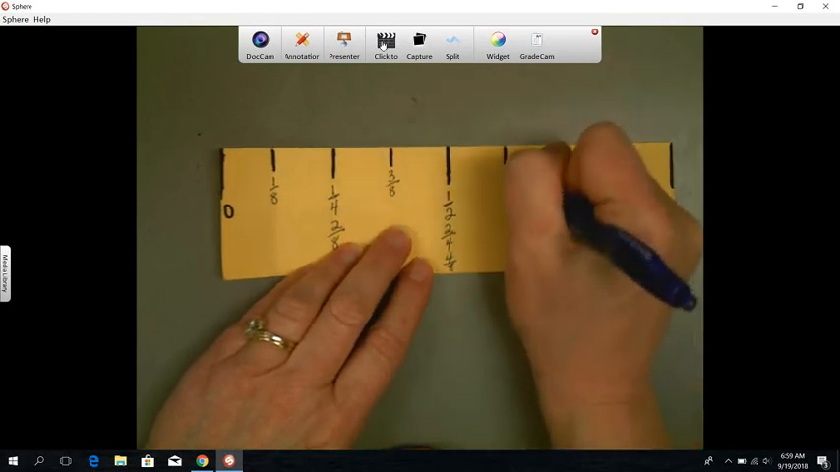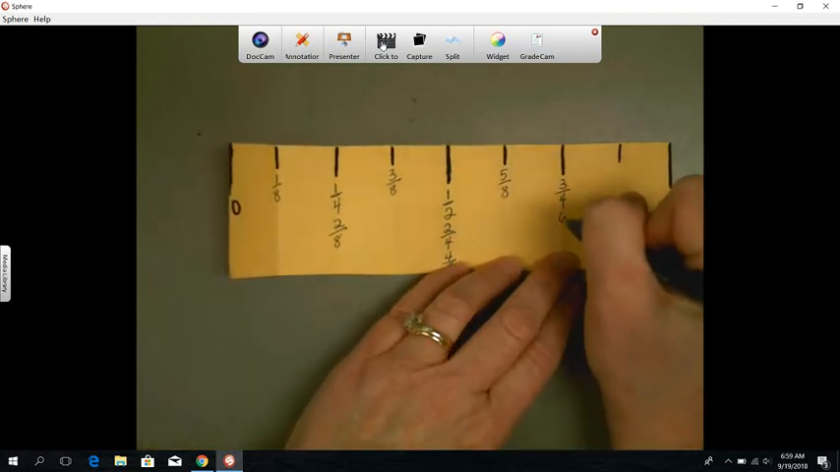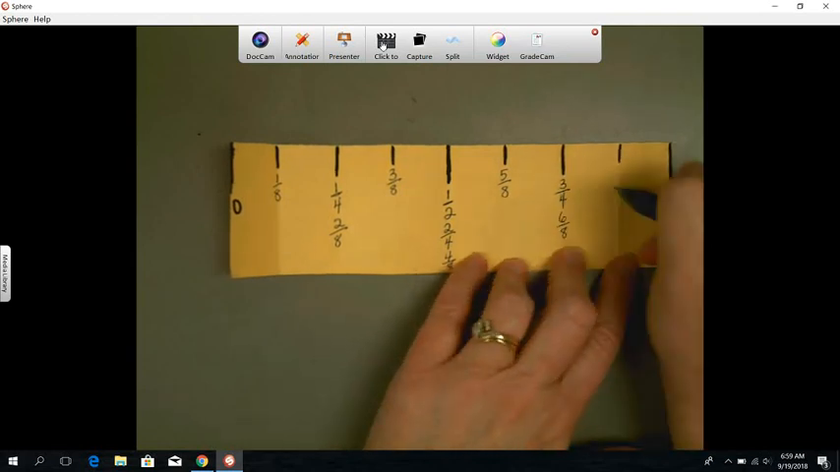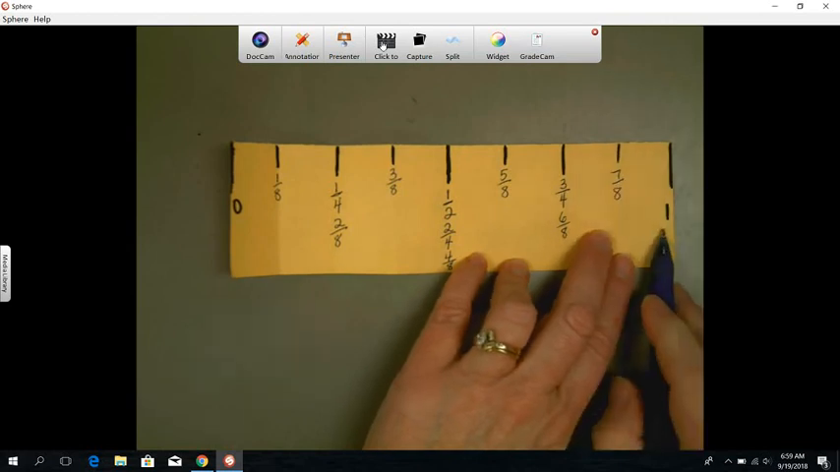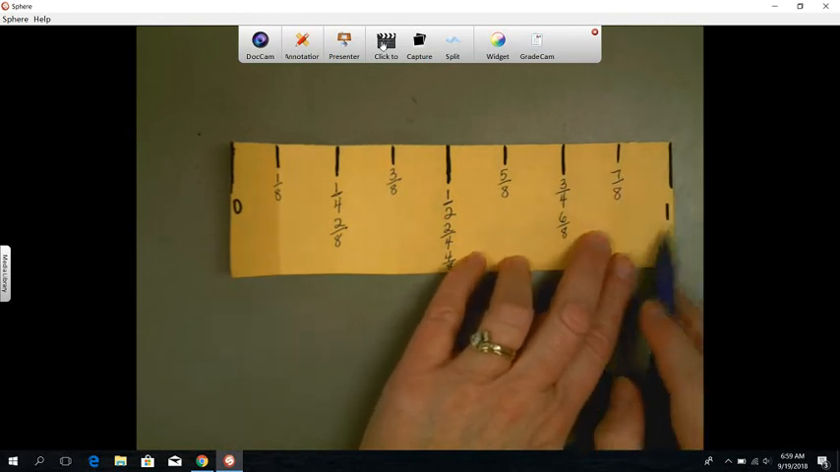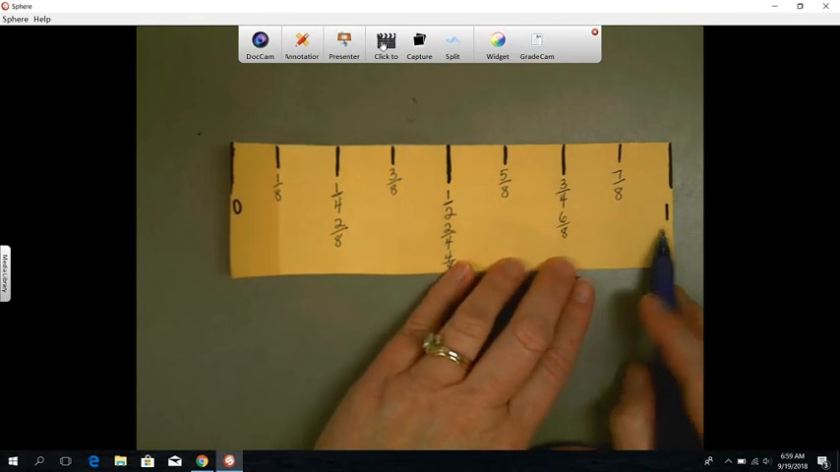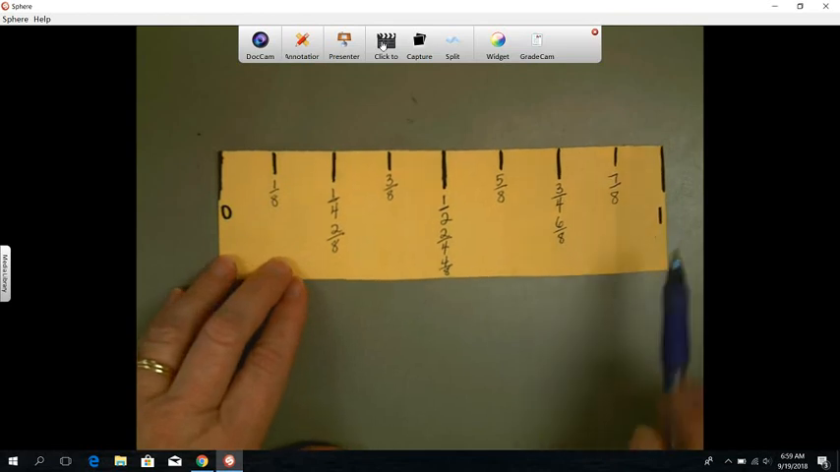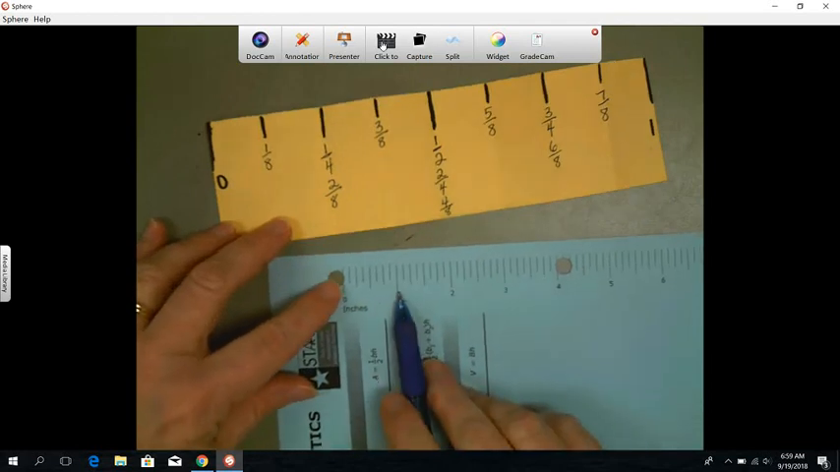I've got 5/8 here, 6/8, but if I simplify that, that's equivalent to 3/4, and then I have 7/8. This in turn would be 8/8, just like it was 4/4, okay, or even 2/2 would give us the 1 as well. So if I take a look, now I have those 8 lines, just like I would on my star chart or a ruler.